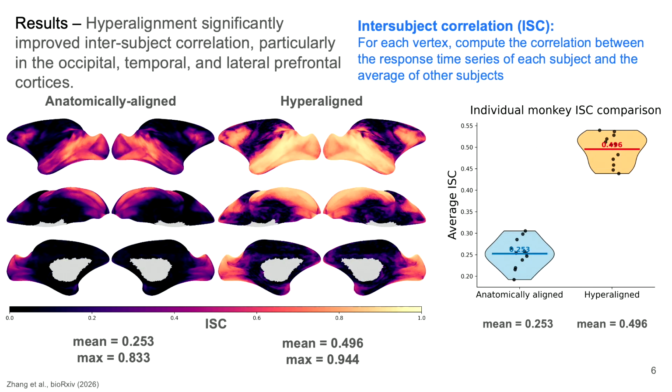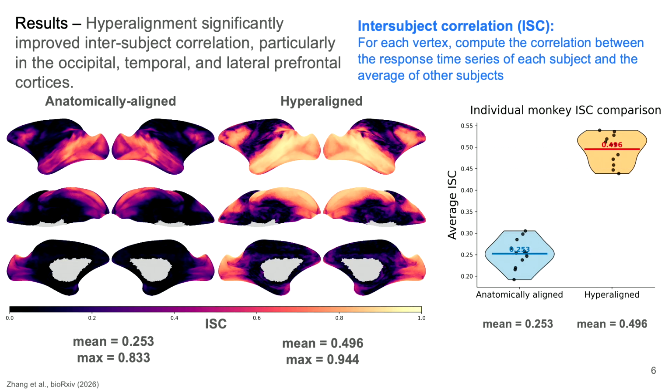So here's the result of the first test. It's the simplest version of the question: do different monkeys respond the same way at the same moments of the movie? For every vertex, we correlate one monkey's response time series with the average of the others. Mean subject correlation nearly doubled, from 0.253 with anatomical alignment to 0.496 after hyperalignment. And every one of the 12 monkeys improved, so it isn't driven by a few subjects.